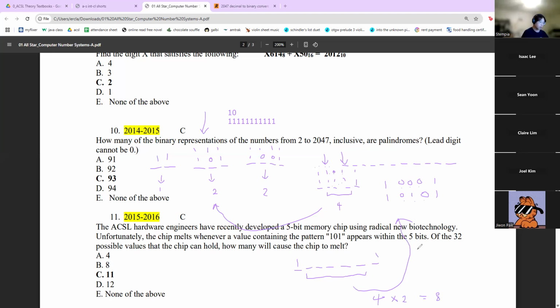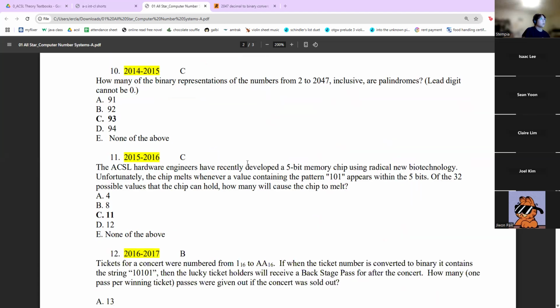And if we add this all up, we end up with 1 plus 2 plus 2 plus 4 plus 4 plus 8 plus 8 plus 16 plus 16 plus 32, for a final sum of 93. It's actually pretty cool. You guys can draw it out on your own time to see if I'm lying or not, but I'm not.